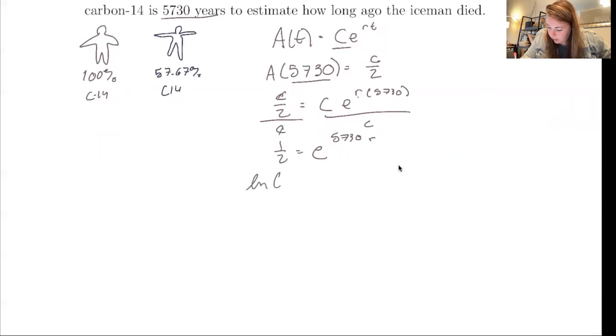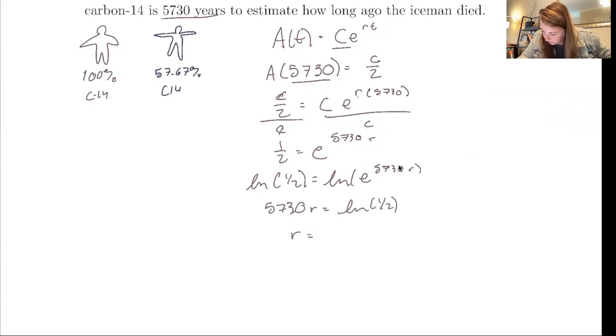We're gonna get ln of 1/2 equals ln of e to the 5730 R. So we know this is going to be 5730 R equal to ln of 1/2. So R is going to equal ln of 1/2 over 5730, right? So that's our R.